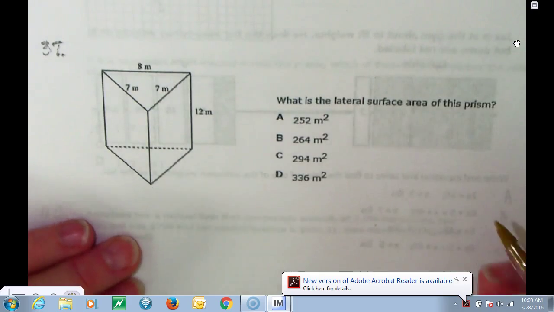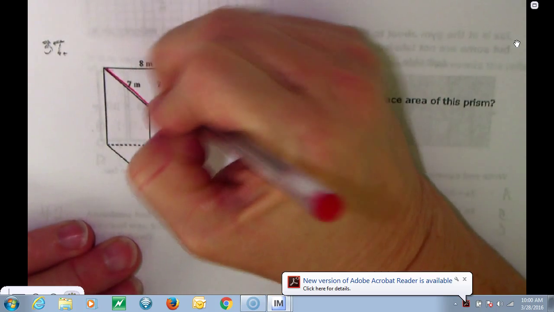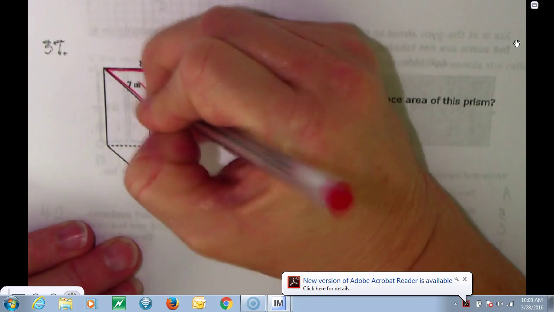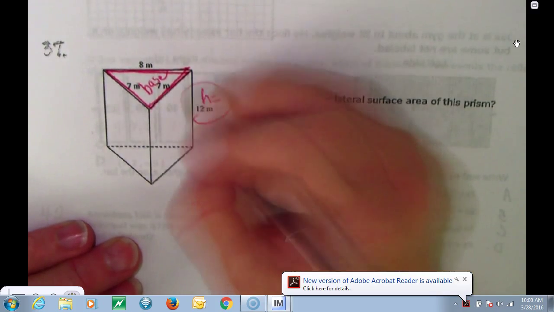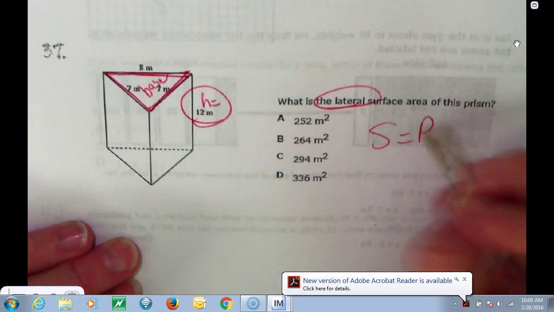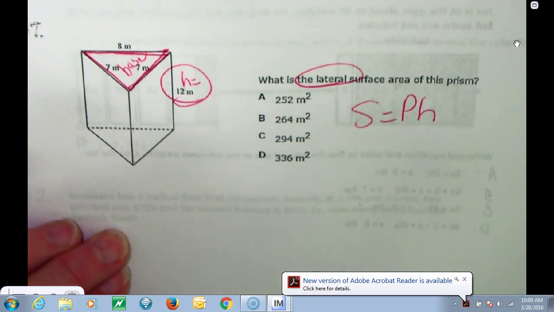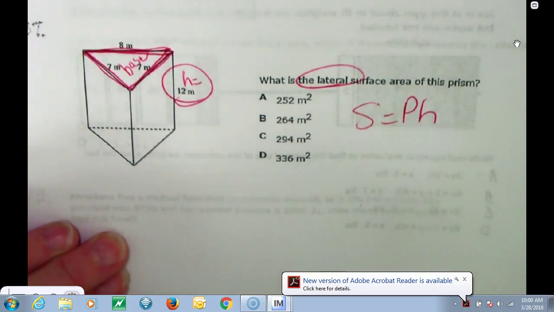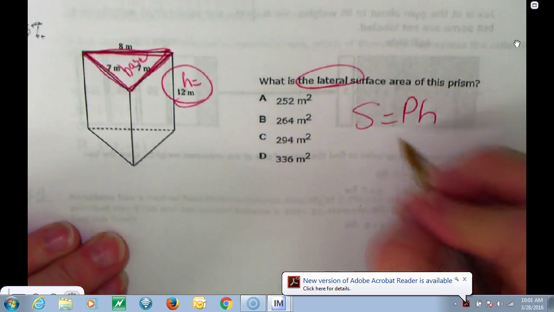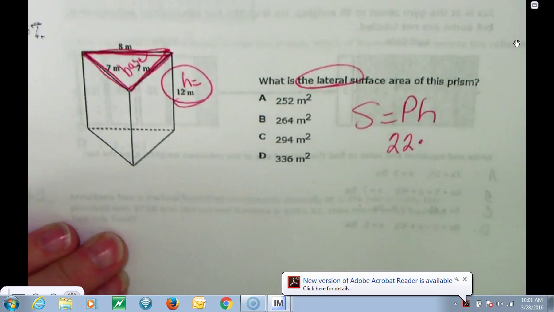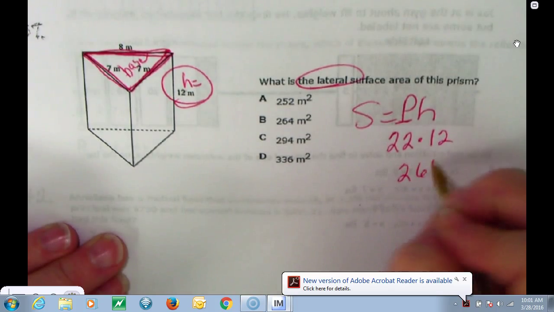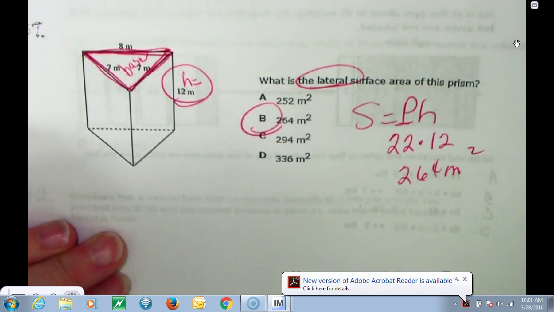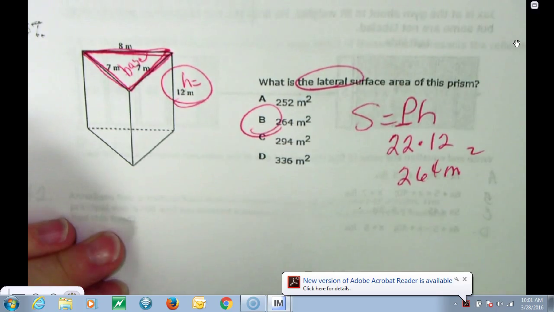Okay, now we're going to do a triangular prism. Here's the base. Here's the height. Oh, it says lateral. So I'm just going to go pH. So I'm going to add 8 plus 7 plus 7. 22. Capital P is the perimeter of the base. And then times 12. 264 meters squared. Does everybody get that?